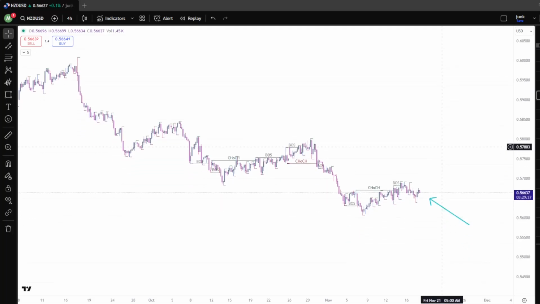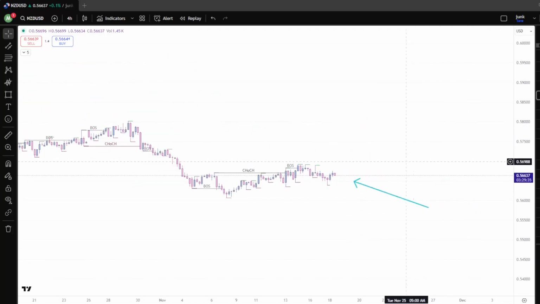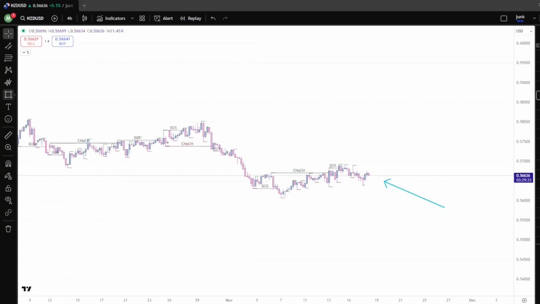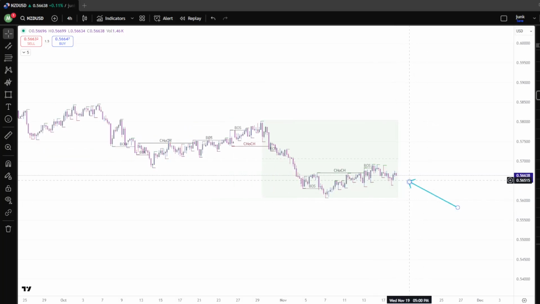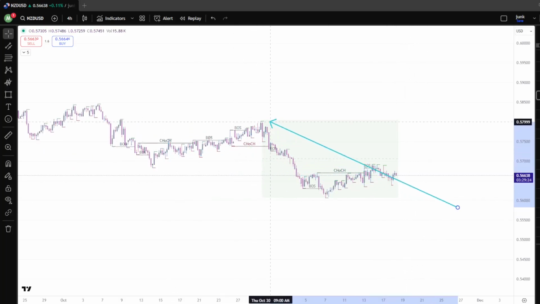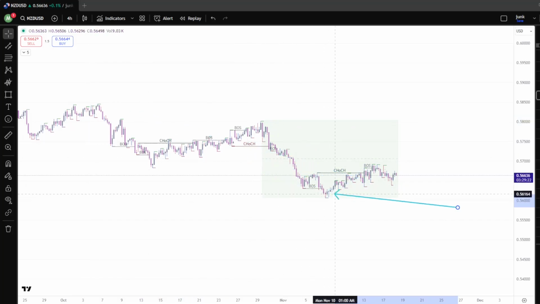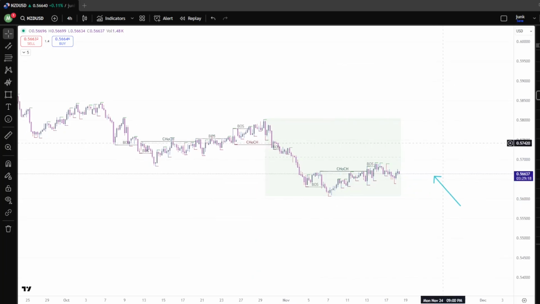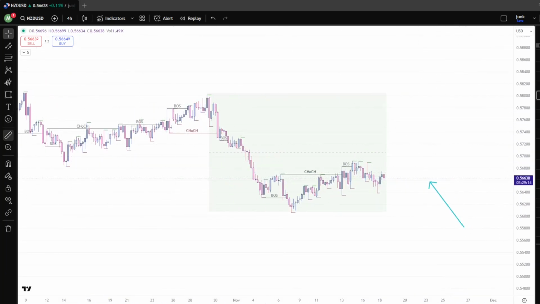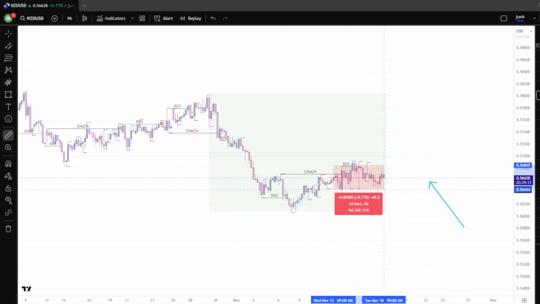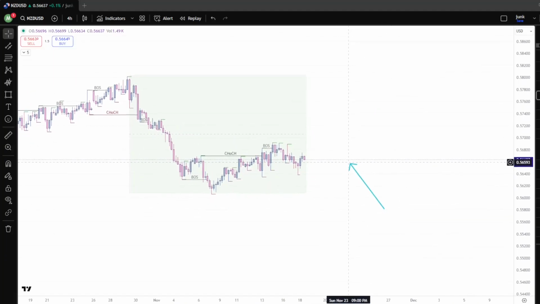NZD USD, let's go map out the current range. Of course, from this bear flag, this made a lower high from these highs, and it's the lower low. Buyers stepped back in. Broke structure to the upside, but of course consolidating, looks similar to Pound Dollar, consolidating sideways, waiting to see any momentum pick up.